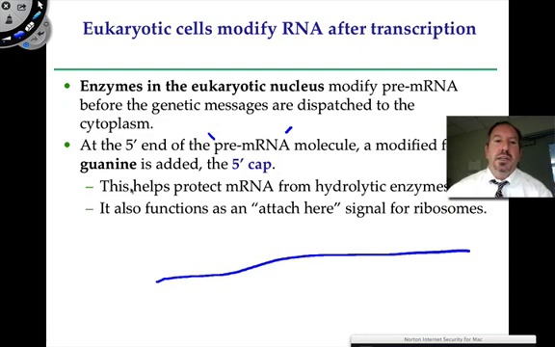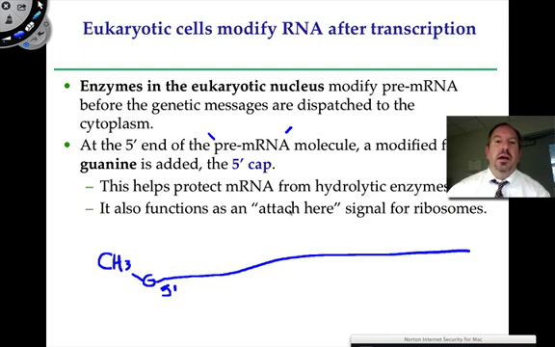It's modified because there's a guanine. It's one of the nitrogenous bases, and a guanine is added to the 5' side of messenger RNA, and it has a little methyl attached to it, not drawn to scale. It's actually kind of small. And what's the point of putting that 5' cap, if you will, onto the molecule?